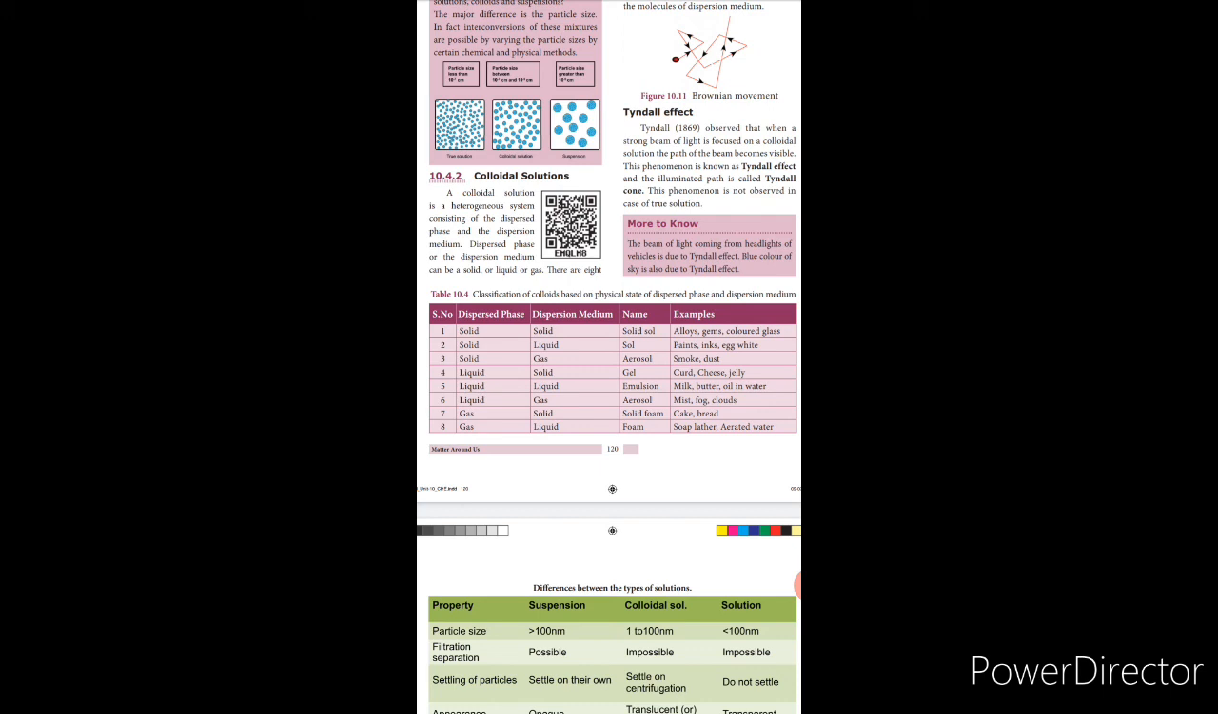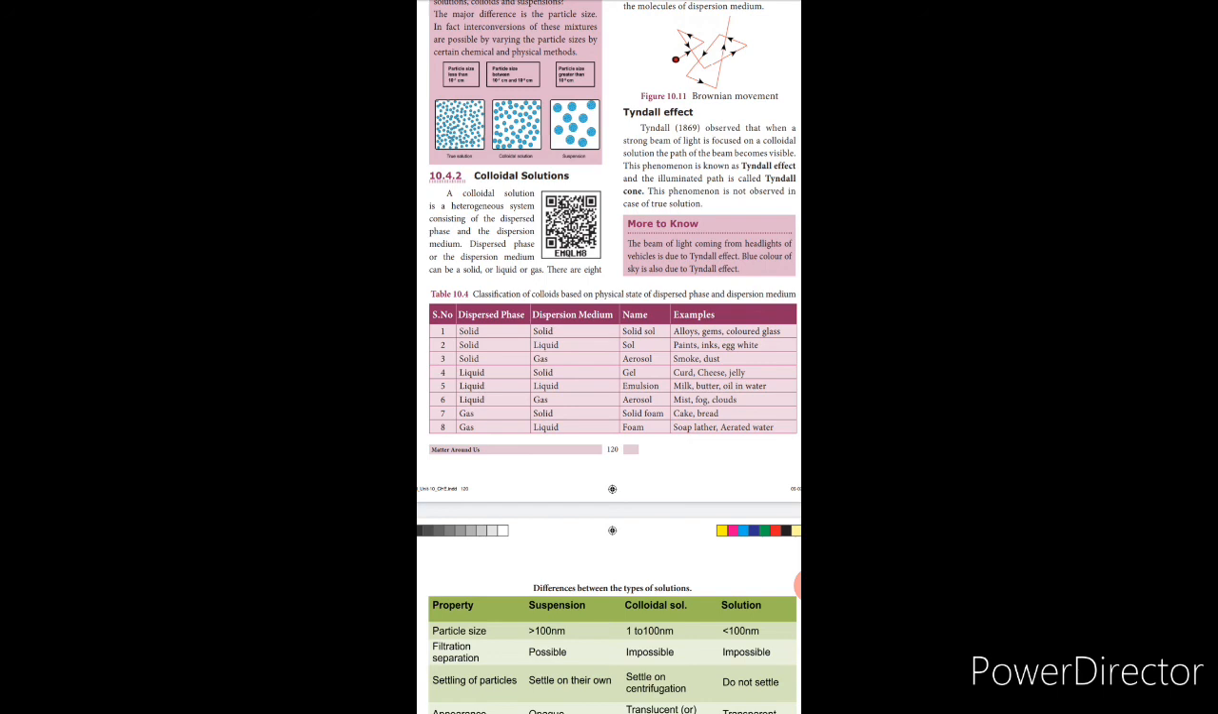Similarly, you have oil in water, emulsion. Emulsion is the name given to the colloidal solution. See example 5, children. The dispersed phase is liquid, the dispersion medium is liquid, and the name of the colloidal solution is emulsion. For example, milk, butter, oil in water. Now oil is the solute that is added to water, which is the solvent. When these two are mixed together, you get an emulsion, which is a colloidal solution. So the dispersed phase is liquid and the dispersion medium is liquid.